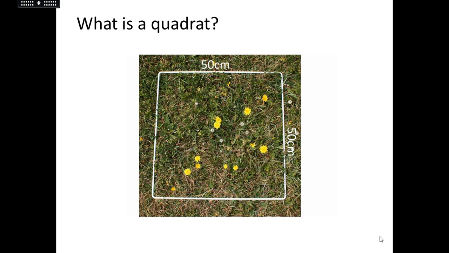So this is a quadrat. It's a rectangle or square-shaped guide, or frame. Quite often they are 50 centimetres by 50 centimetres, though you can get a different sized one. If you've got a 50 by 50 centimetre one, then its area is 0.25 centimetres squared. You just do that by timesing the length by the depth.